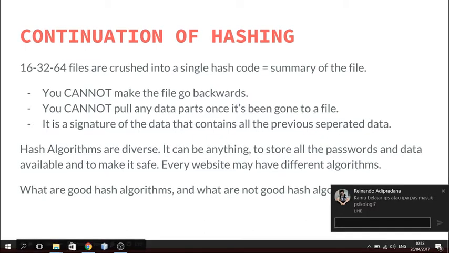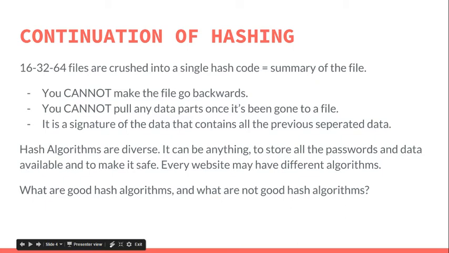Number two, you cannot pull any data parts once it has gone into a file. So once it's been compiled into one file, you cannot remove one part of the data. For example, let's say you have a file which has already been converted into a hash code. You want to take one part of the file from before it became a code. You cannot pull that back out.